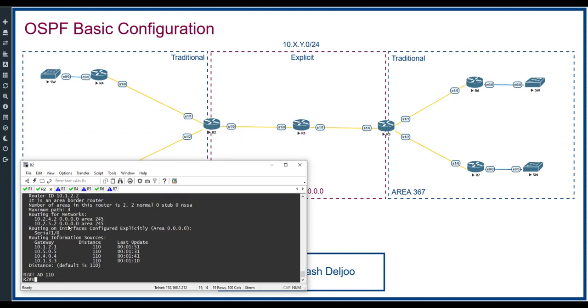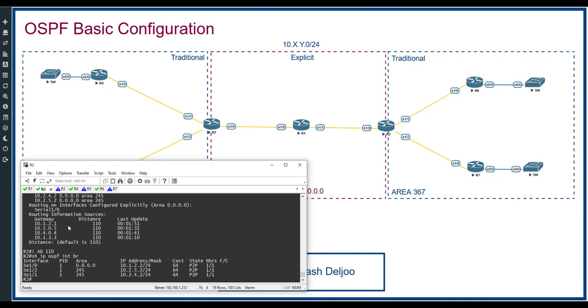In R2, show IP OSPF interface brief shows us that we have 3 interfaces that OSPF was enabled on. The first interface is Serial 1/0 in process 1, then Serial 1/2 with process 1, and Serial 1/1 with process 1. As you can see here, we have area 0 on Serial 1/0 and area 245 on Serial 1/1 and on Serial 1/2. Also here you can see the IP addressing of these 3 interfaces.